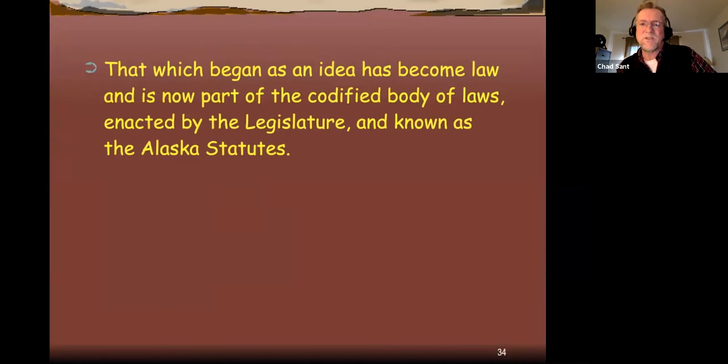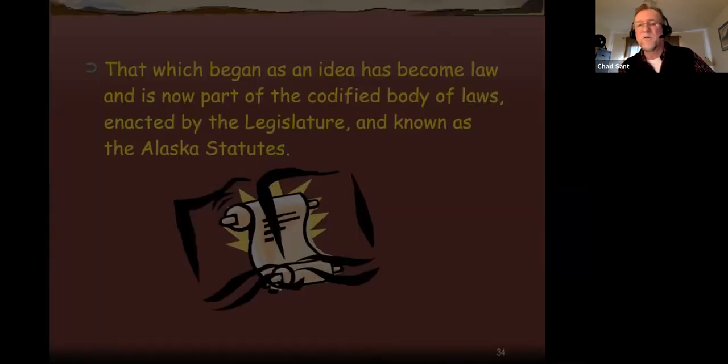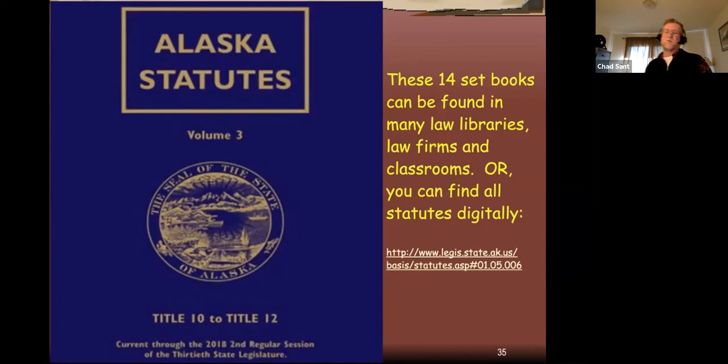When it is published, it has now become a part of the codified body of laws enacted by the legislature, which we know as the Alaska statutes. So when you see those initials AS before something, you know that it is an Alaska statute that has basically endured the bill to law process, and it is put into these books, which you can find at many law libraries, physical copies. A lot of government teachers have them.